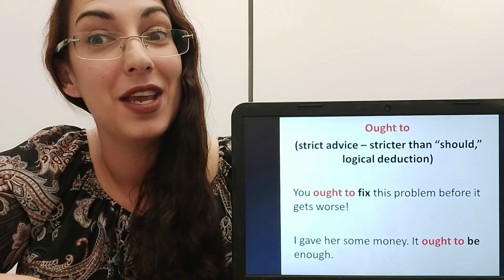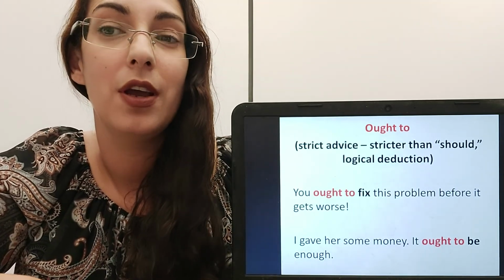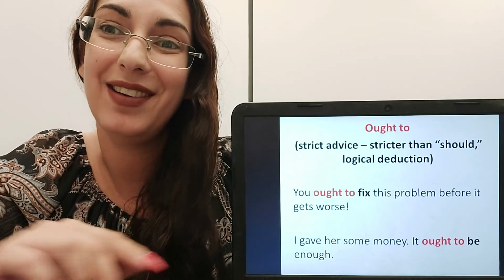So these are the main modal verbs. Go back and have a look at the examples and good luck.